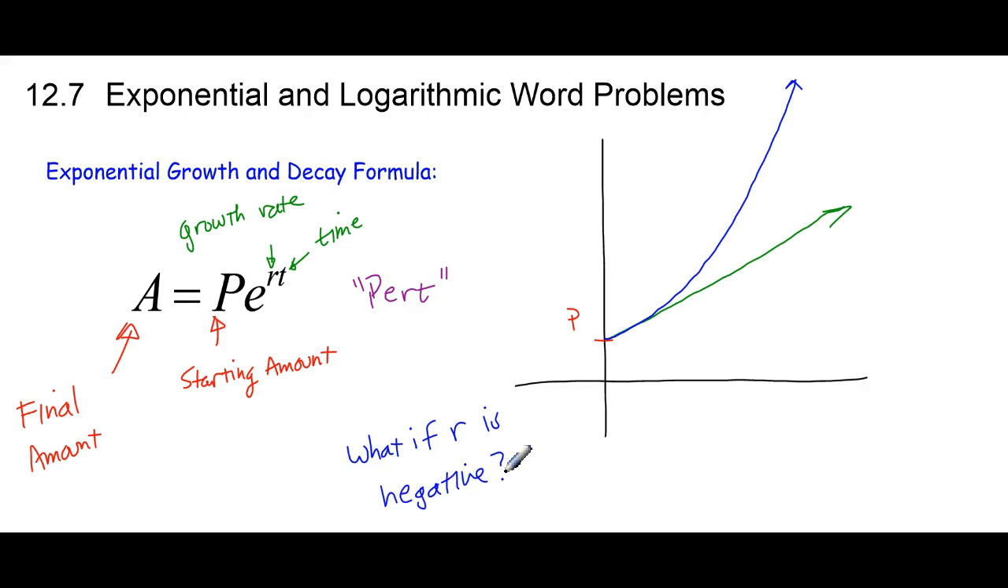R, remember, is the growth rate. And there should be a really common sense idea here about what that should produce. If R is negative, that means you have negative growth. That means instead of curving up, the thing's going to curve down. And since the curving up was following an exponential curve, when it curves down, it should have the other type of exponential curve behavior, which is an asymptote. And that's a situation called exponential decay.